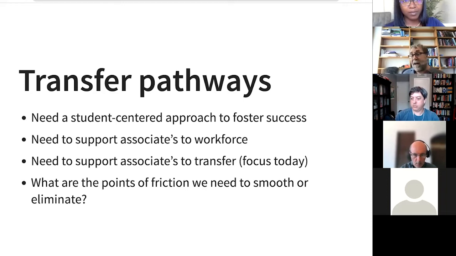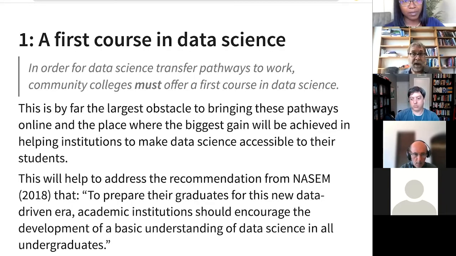I could talk for a long time about each one of the 5 that we've identified here. Let me just briefly introduce those. The first one is, we need a first course in data science to be taught at these schools. In order for any of these pathways to work, students must have an opportunity to take a first course in data science. They can't wait till they're juniors to do that if they want to develop sufficient data fluency and data acumen later on.